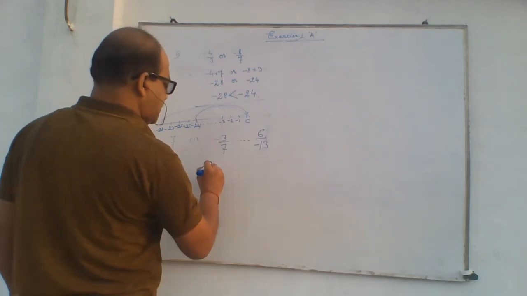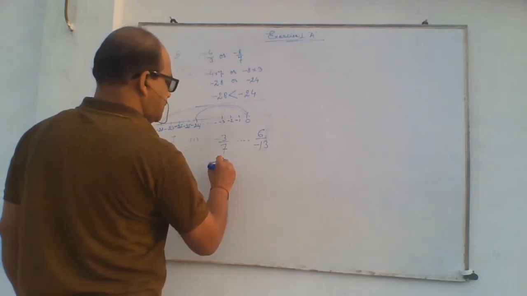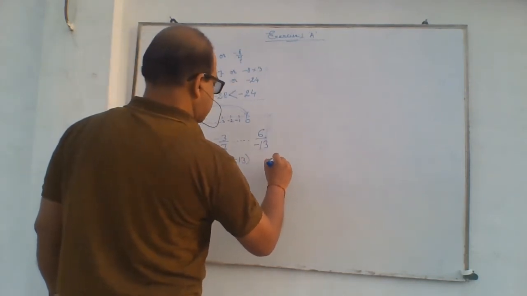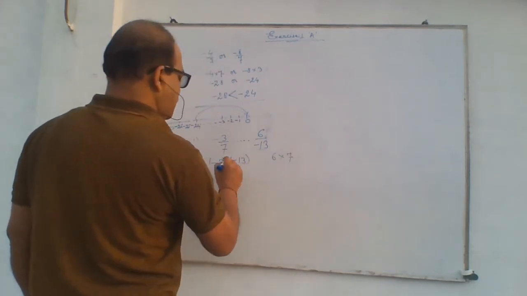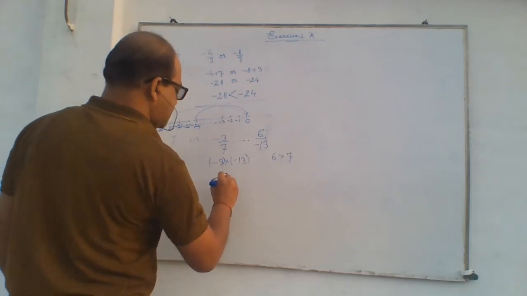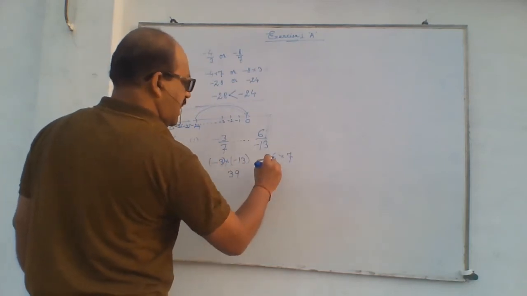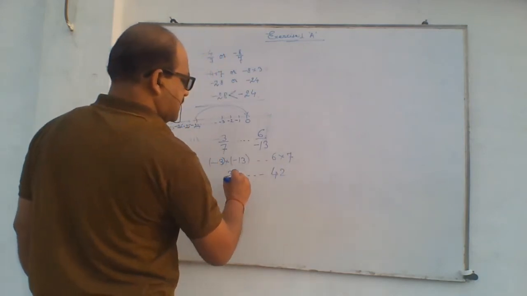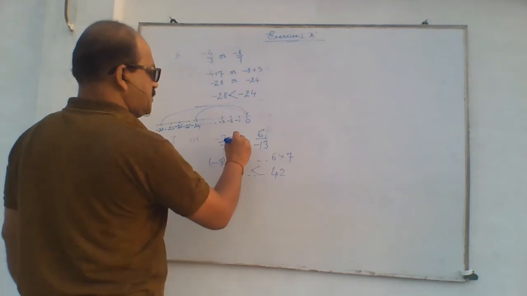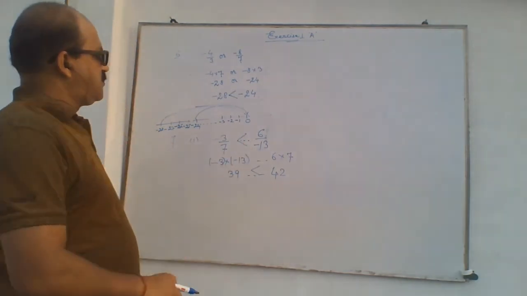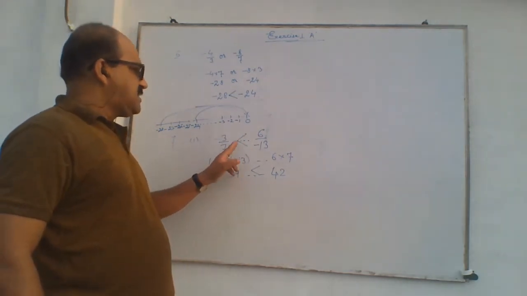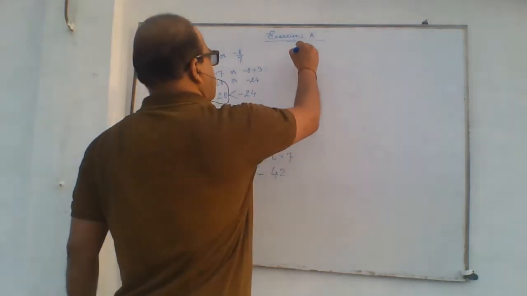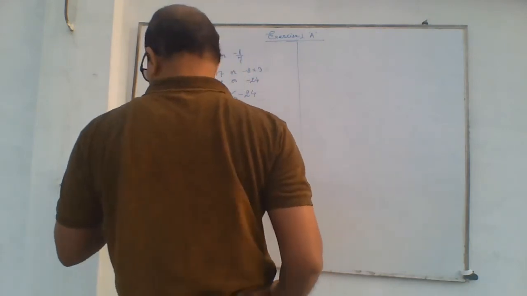Minus 3 into minus 13, or 6 into 7. When you multiply, 13 3s are 39 and 6 7s are 42. You will get it: 39 is smaller than 42. So here you will put minus 3 by 7 is smaller than 6 by minus 13. In this way we will do the next question.